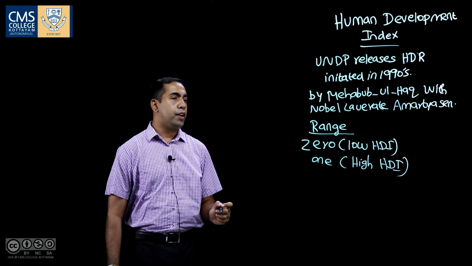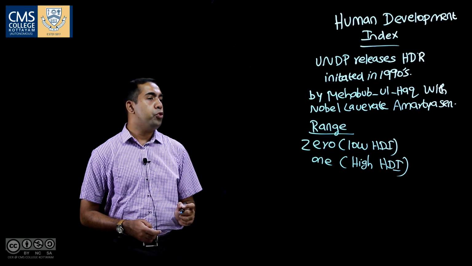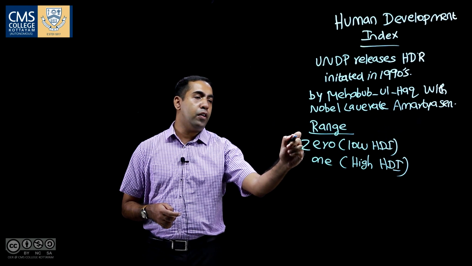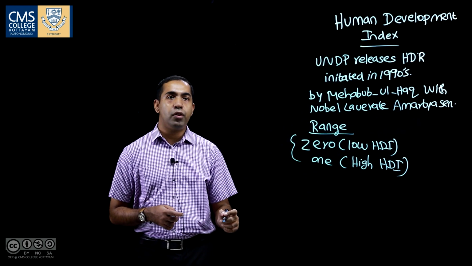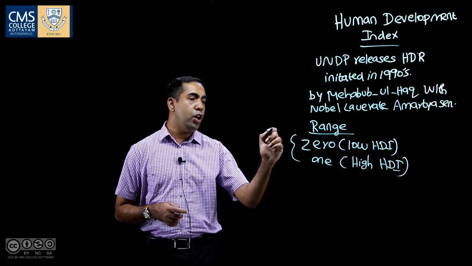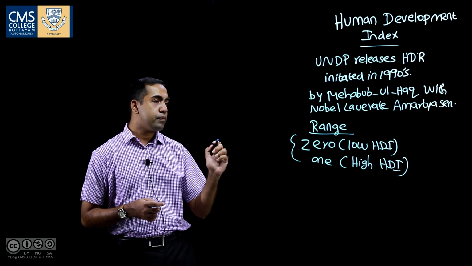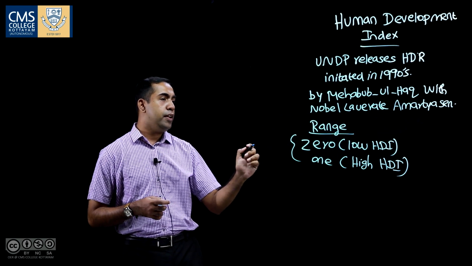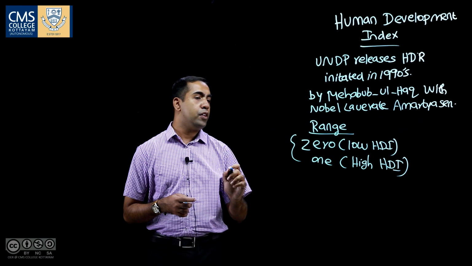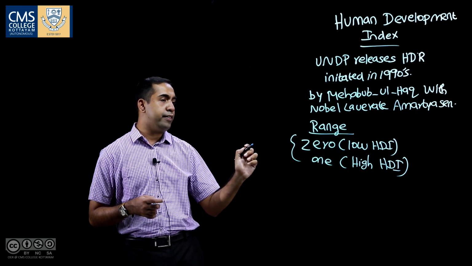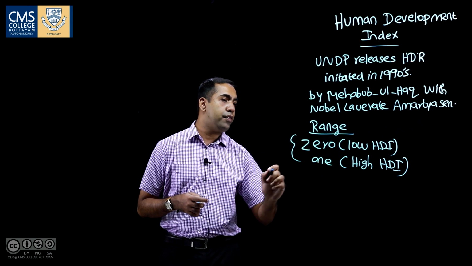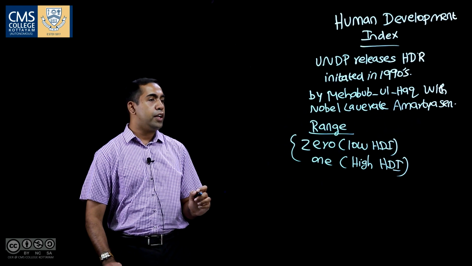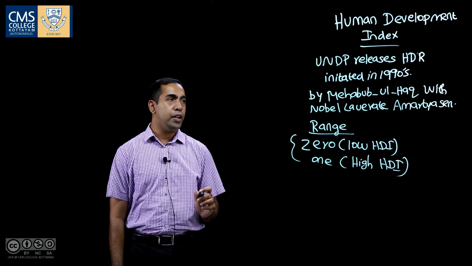What is the relevance of the range in the calculation of Human Development Index? The Human Development Index of a country varies between 0 and 1. If the value of a given country is between 0 and 0.5, that is a case of low HDI. Whereas if a country's HDI is above 0.5, that denotes a case of high HDI. So, this is about the range of a Human Development Index.